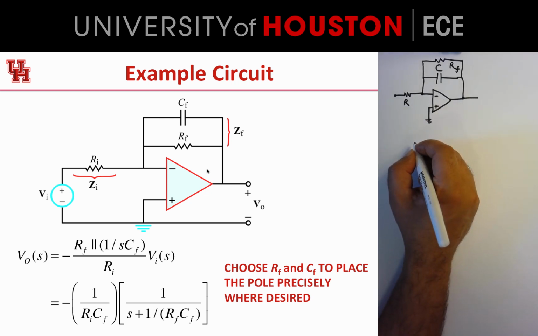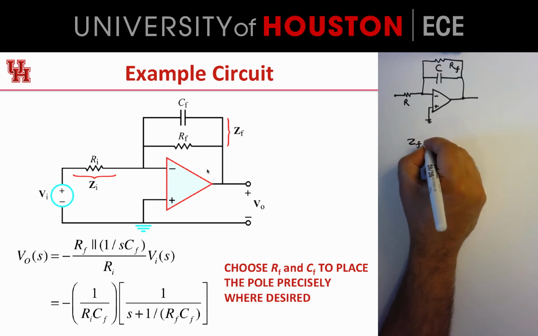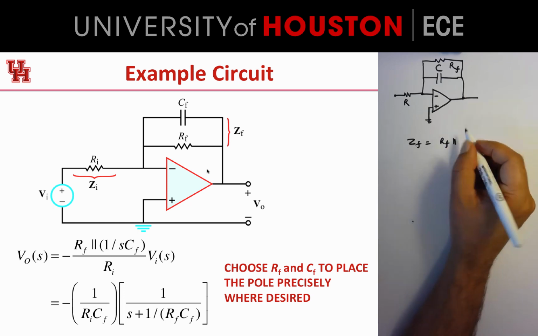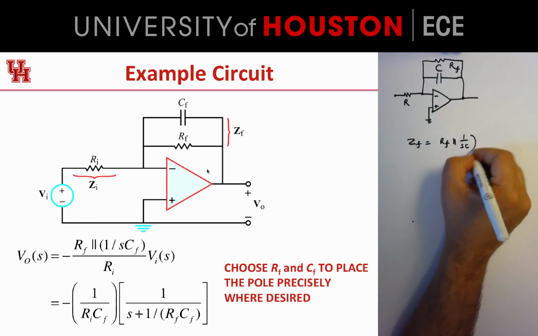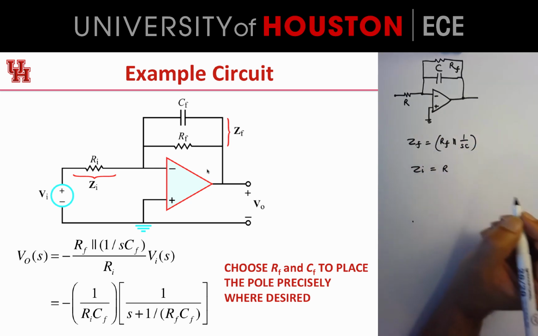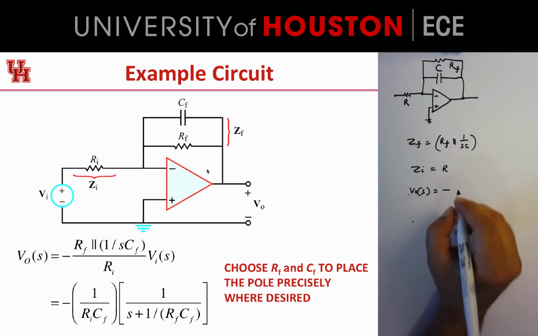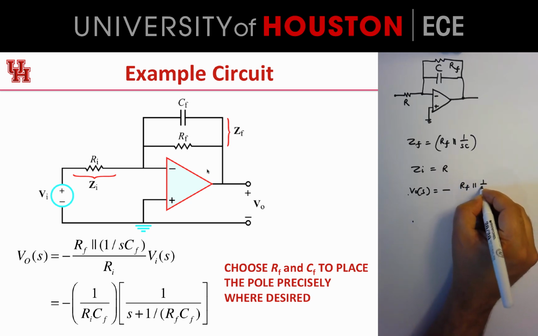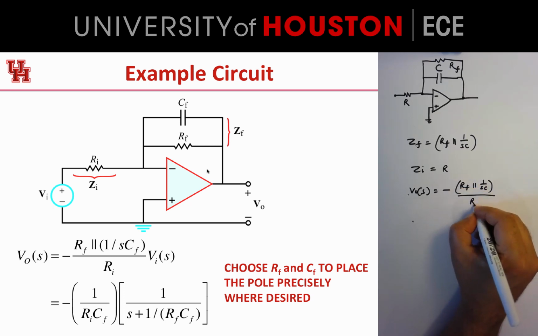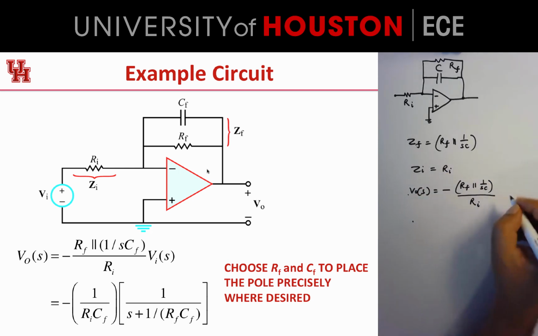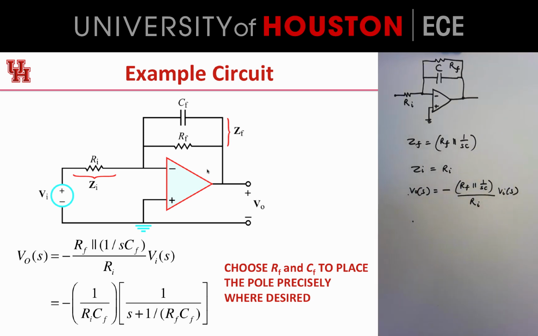So in this case, we can go back to our good old circuit, and we have ZF is simply RF parallel the impedance of the capacitor, which is 1 over SC, and our ZI is R, and our output is minus ZF, which is RF parallel 1 over SC, divided by, let me call this RI, RI times VI of S. So by choosing this value of R suitably, we can make this integrator as close as possible to the ideal integrator and have it yet be stable.